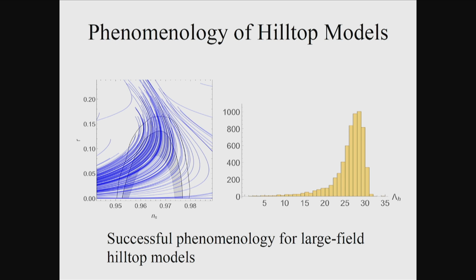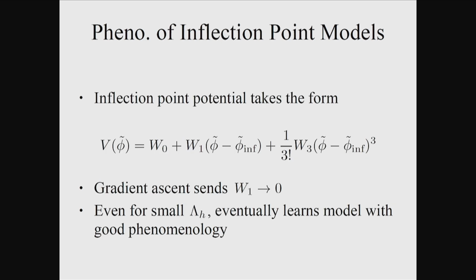Does that tell you something about your bias, because there are small field models that are consistent with data? That could be, yes. So one interpretation is that the initial conditions that we picked need to be modified. Another possibility is that instead of looking at the Hilltop models, you should consider the inflection point models.